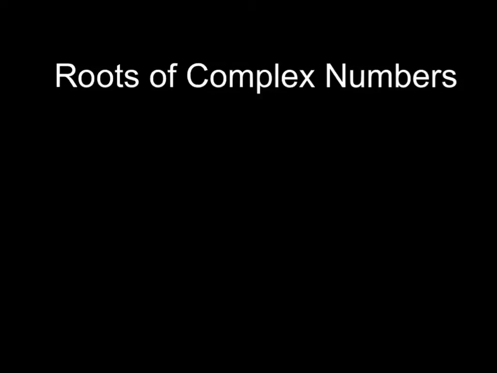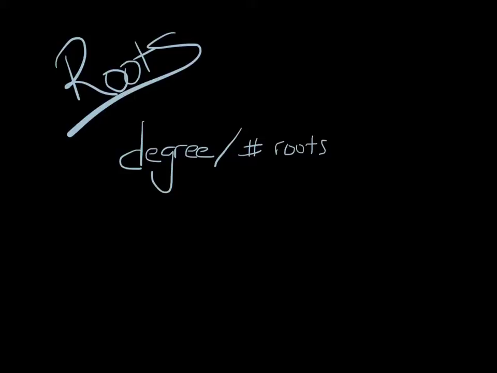Today we're going to take a look at the roots of complex numbers. Now, we talked about roots of polynomials early in the year. That was chapter 2. And we saw that there was a relationship between the degree of a polynomial and the number of roots that that polynomial had. And in fact, those two things were equal. So if we had a function of degree 7, that function had 7 roots.